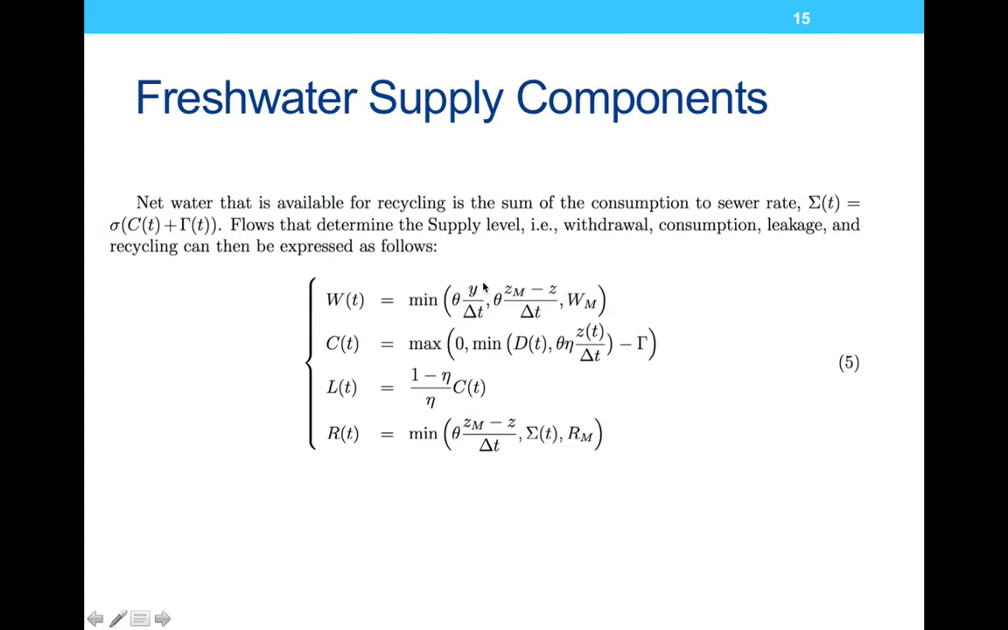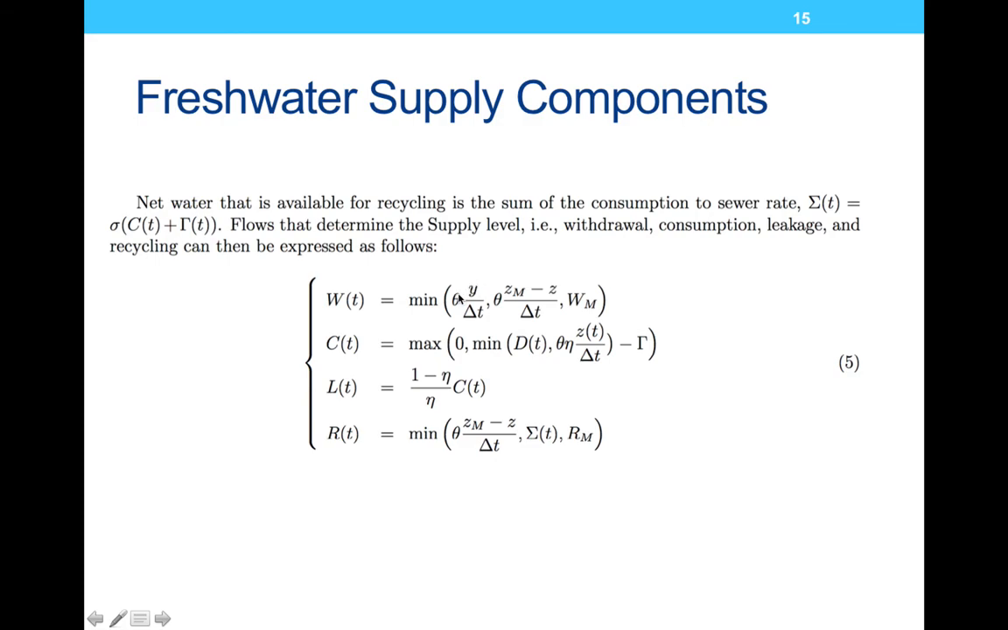The first one is the source amount, Y. So this is the availability of water in the source divided by the time interval. And by the way, this model runs on monthly time steps, so we're looking at monthly water balances. So Y divided by delta T is essentially the amount of water in the sources in any given month. We multiply that by theta.